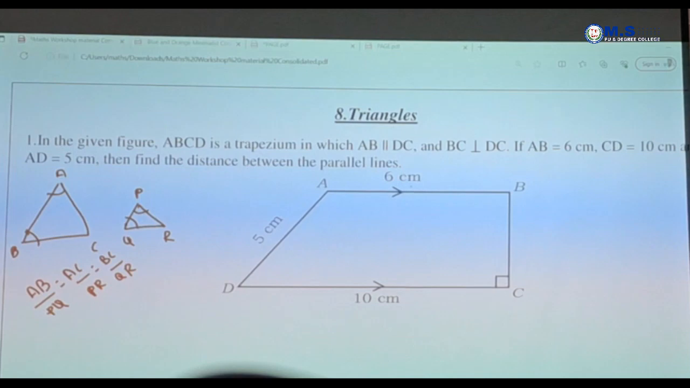ABCD trapezium is here and AB is parallel to CD. So BC is perpendicular to DC. All details are given. Find the distance between them.